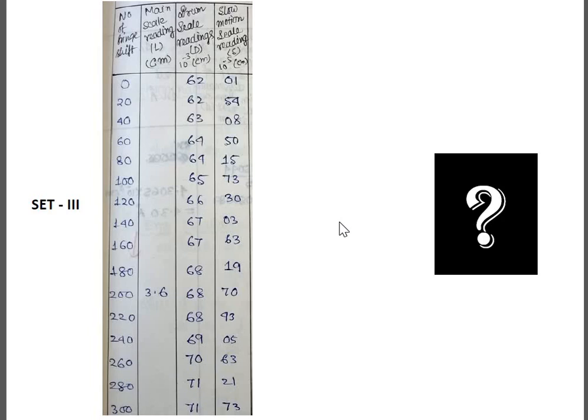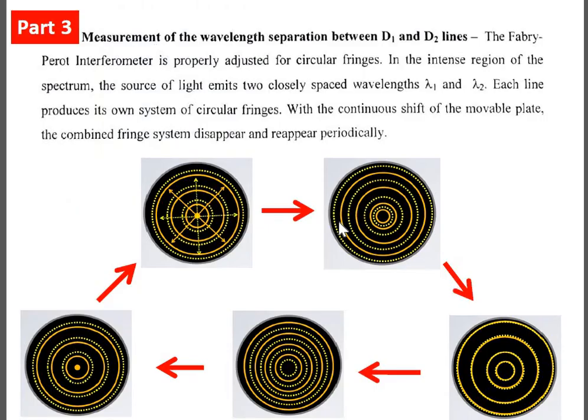Okay, so this completes the second part of our practical. Now what next? Of course the third part, which is the doublet separation, and there we are going to talk about some technique. Now we want to measure the separation between the D1 D2 lines. Now you see this Fabry-Perot interferometer is properly adjusted for circular fringes for this measurement.